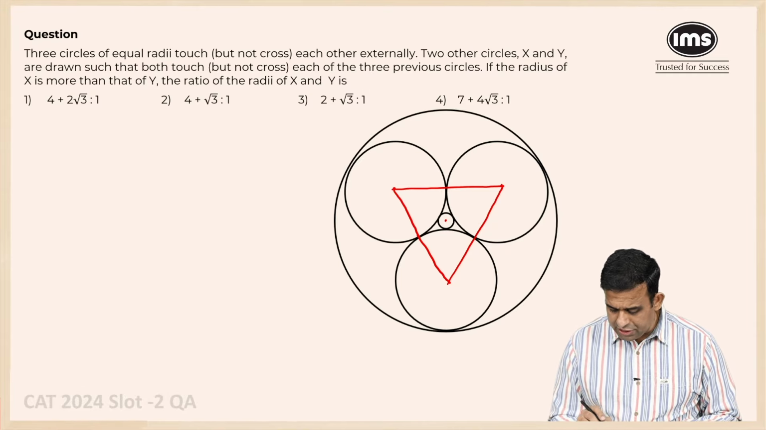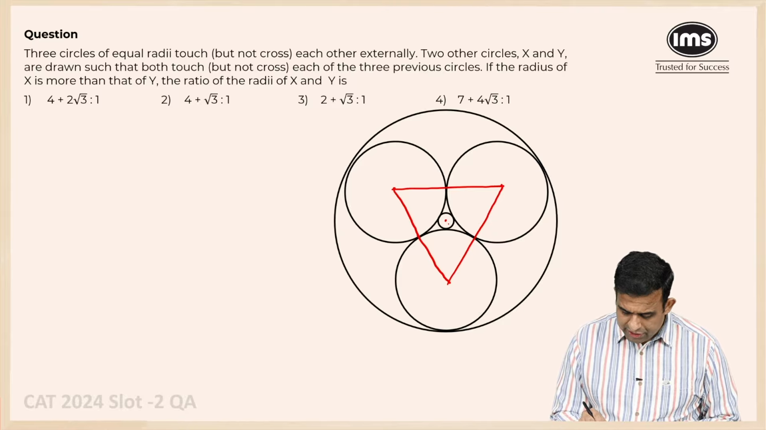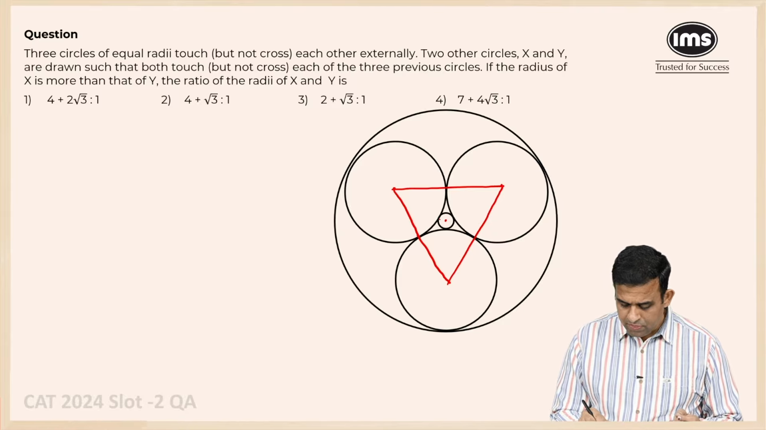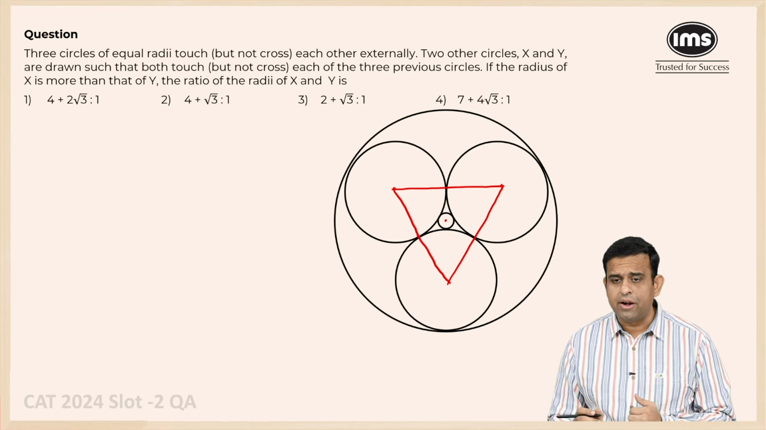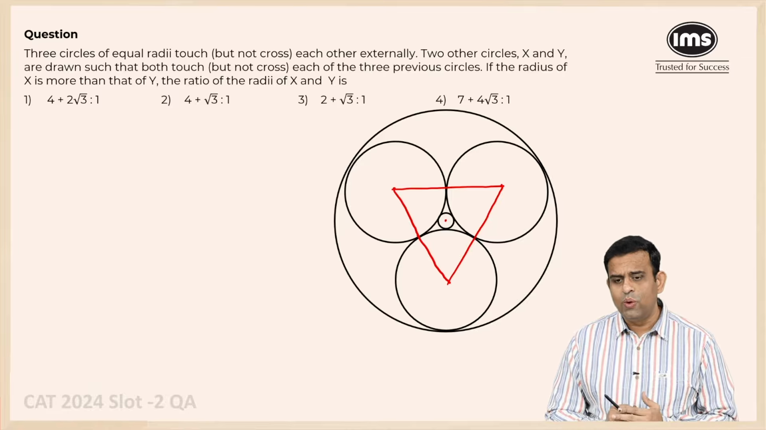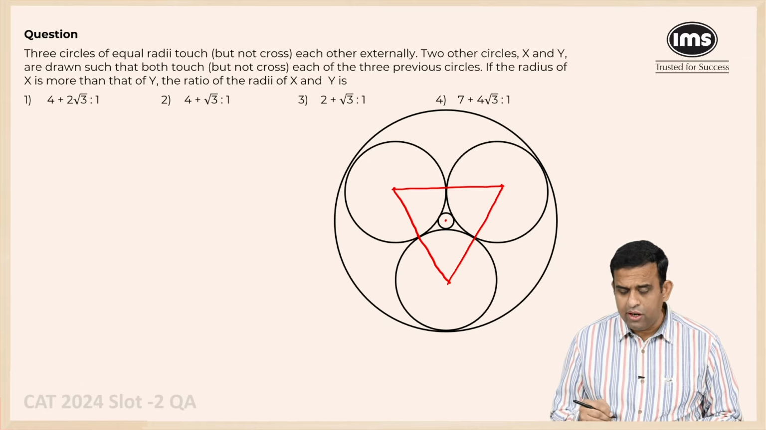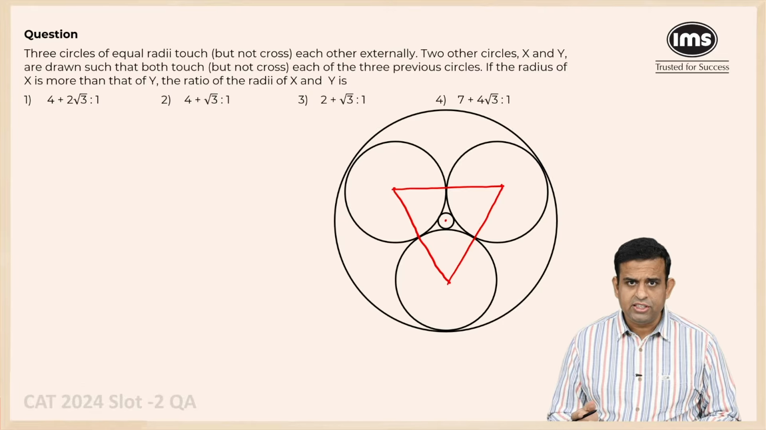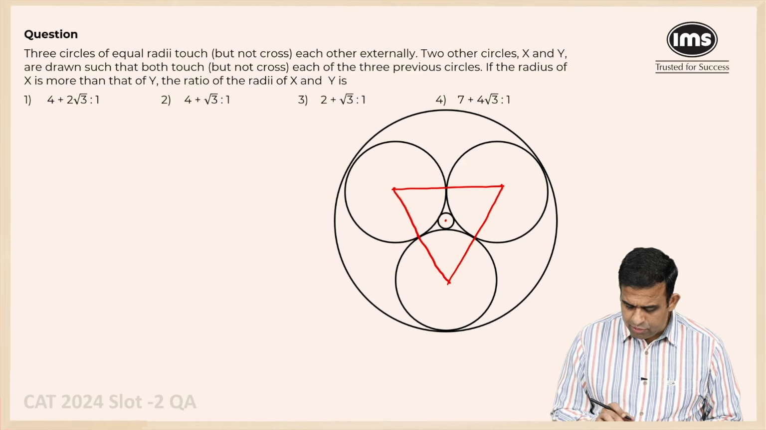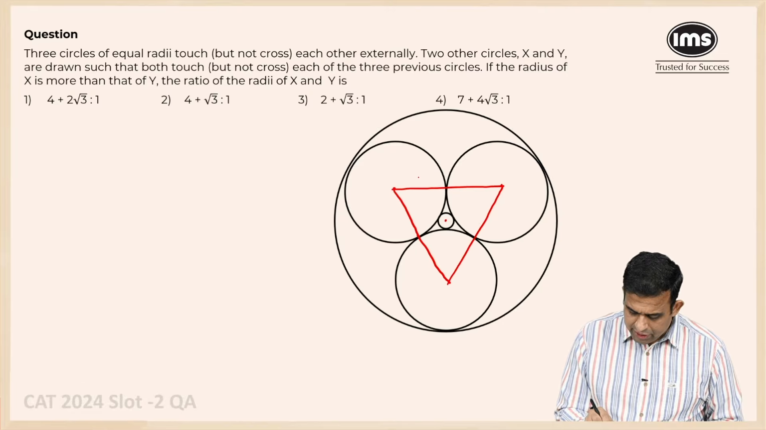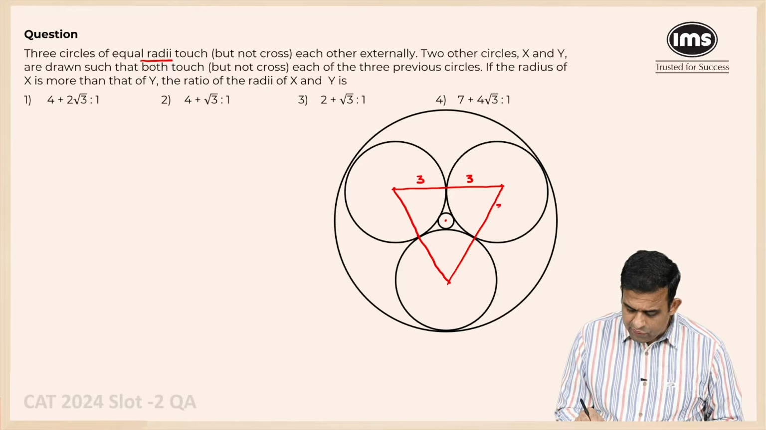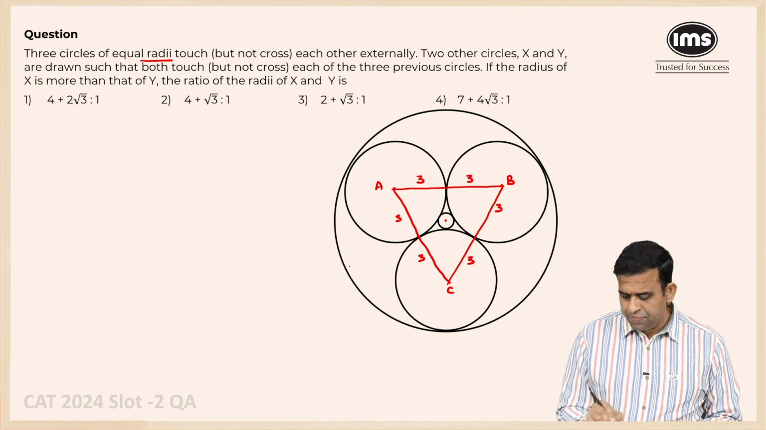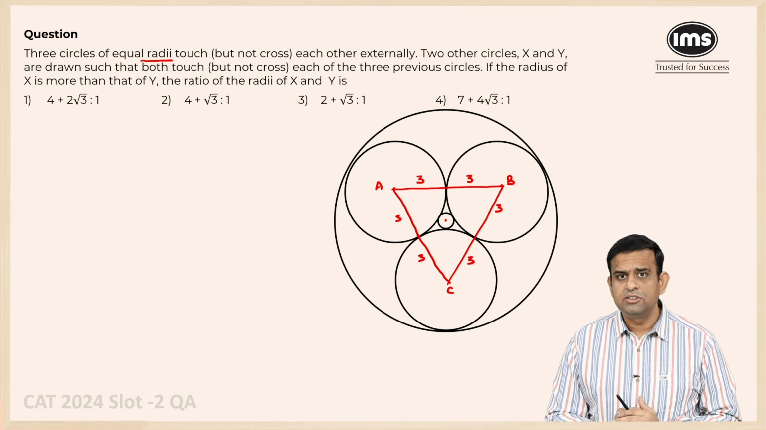So understand one thing in this particular case: this point, if I call it G, the center of the circle y, is the centroid of this equilateral triangle. So I can possibly take the side of the equilateral triangle to be 12 or possibly 6 as well. So let's take this number potentially as 3. The radius of these 3 circles equals 3, and that means the equilateral triangle, if I call it ABC, is nothing but an equilateral triangle of side 6.